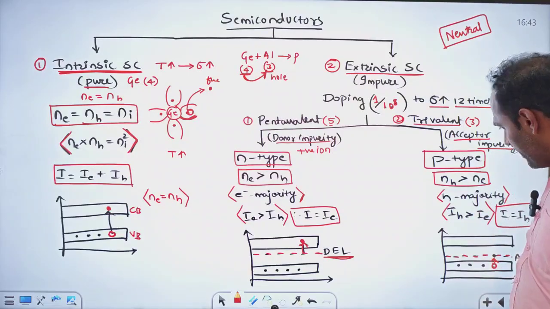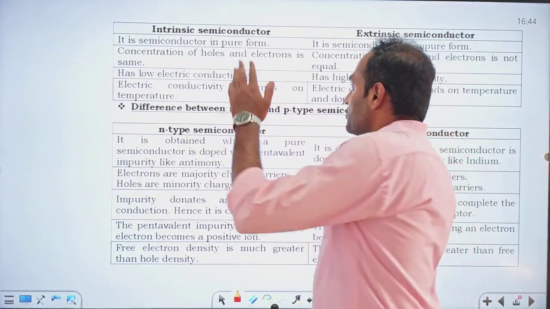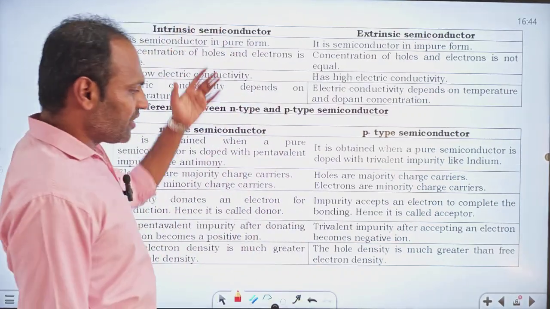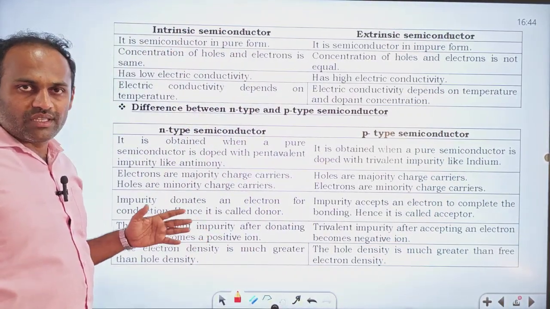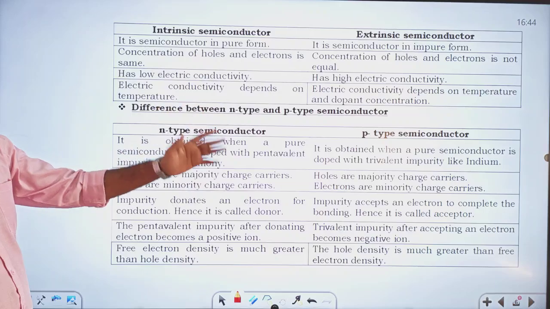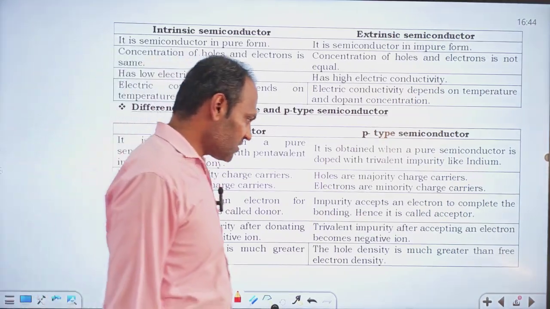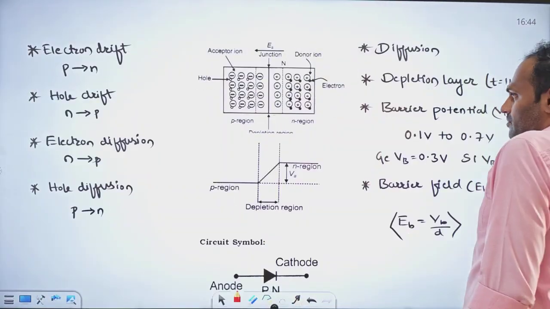Okay, well, so next, the difference between intrinsic and extrinsic semiconductors, you have read all these. In board exam you have read them. For board exam you have already read all these things, right? So you know that, I guess. So let us go for the next concept now.